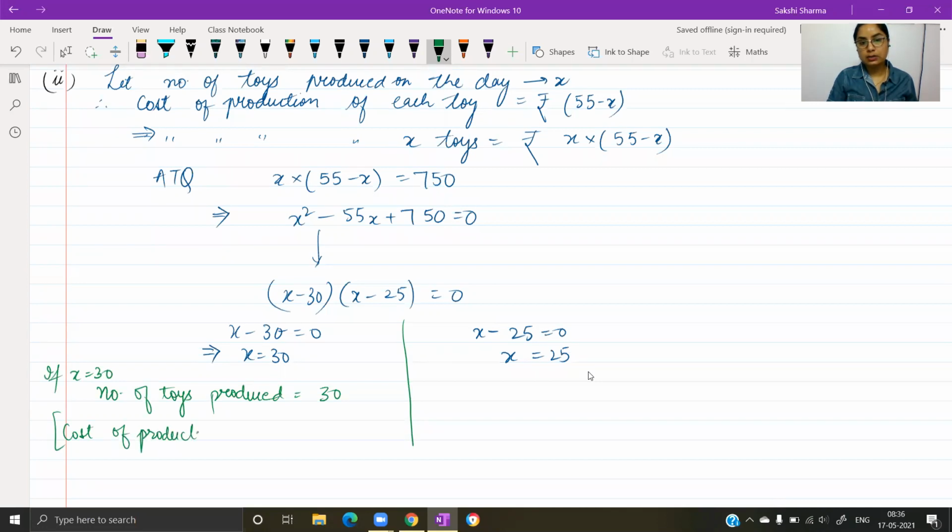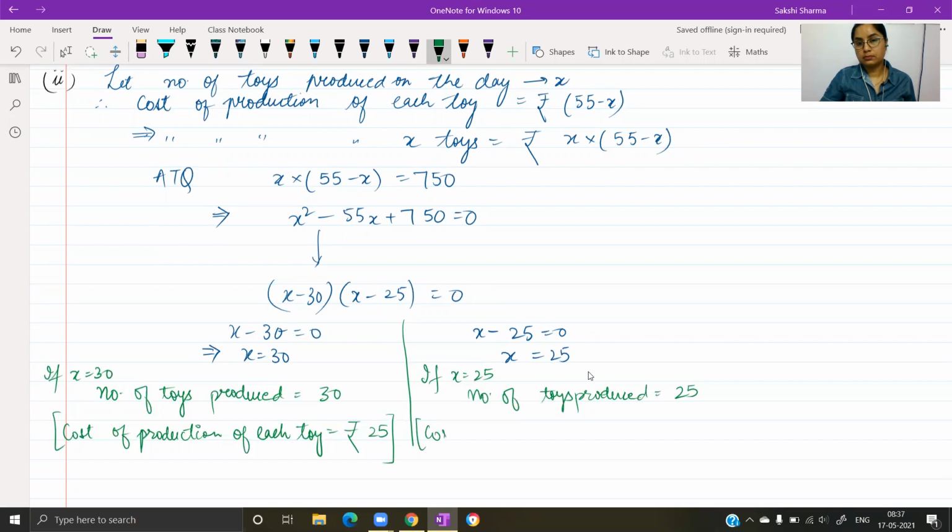This is not asked, but in case. In either case, if you calculate the total cost, it will be 750 rupees.